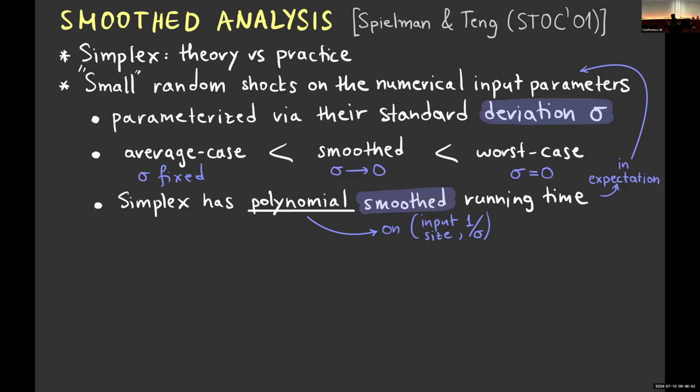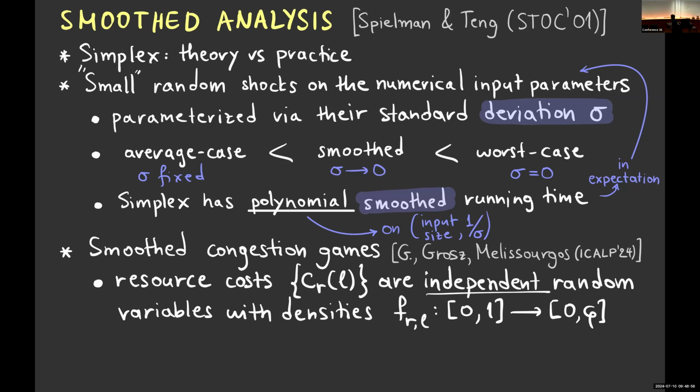But what does smooth mean? Polynomial on the input side, so the traditional worst case analysis, and 1 over sigma, the accuracy of this noise. And now we take the expectation. It's the expected running time with respect to this randomness. Now, how do we translate this to congestion games?